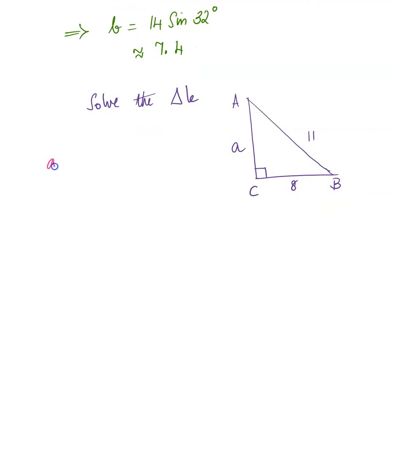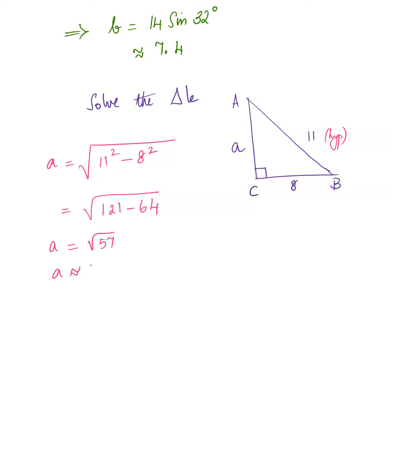So we have A is the square root of 11 squared minus 8 squared. Please remember again, 11 is the hypotenuse, so the hypotenuse is given to us, which means you have to do hypotenuse squared minus the side squared. If the hypotenuse is what you're trying to find, then you will add the legs. But here, if you have the hypotenuse, you have to subtract one of the legs from it. So that would be 121 minus 64, which is the square root of 57. We'll round it to two decimal places, so A is 7.5.